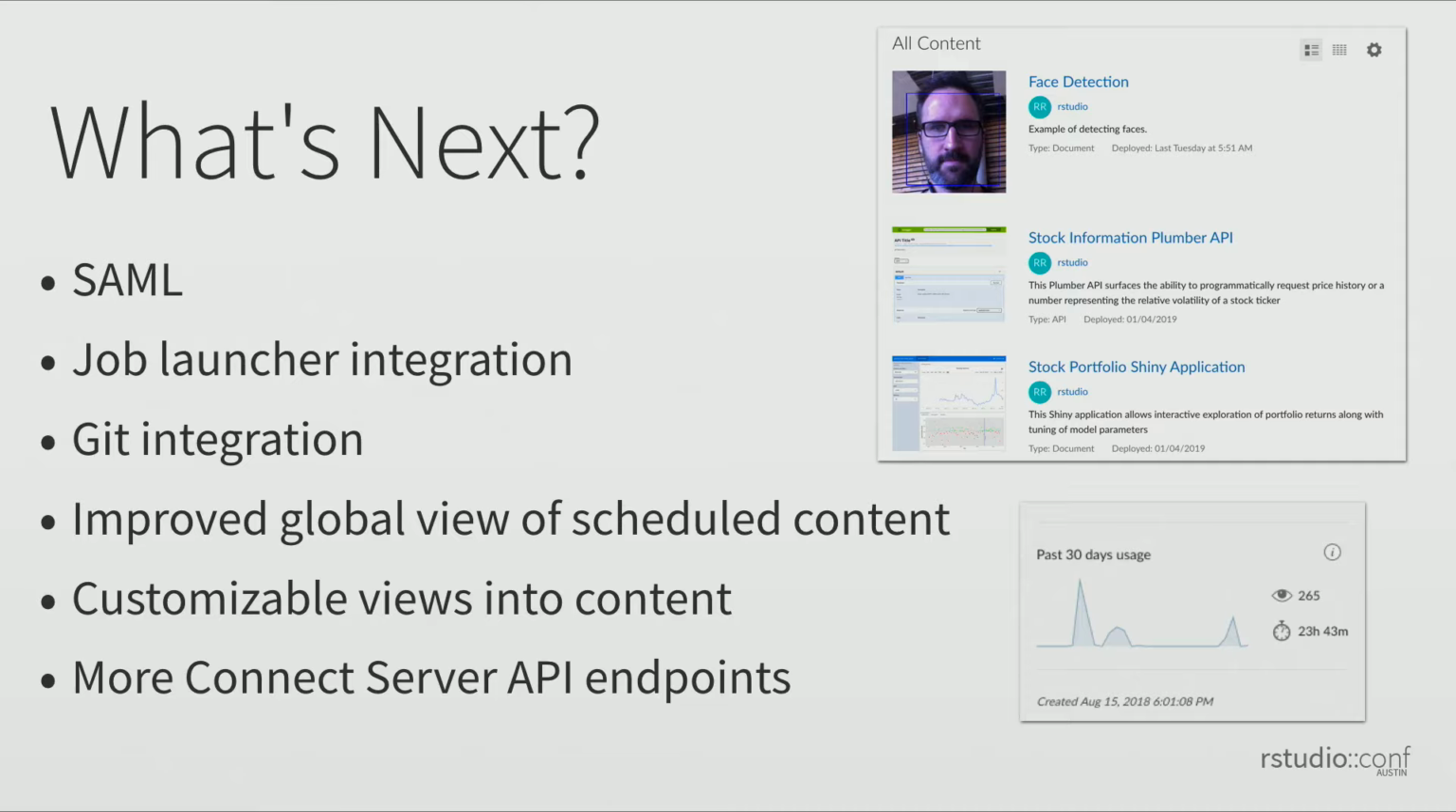We're also working on formal Git integration, so being able to use Git as a first-class citizen within Konnekt, so that you point at a GitHub repository, we'll monitor that repository for changes, pull down any changes that come in, and automatically deploy it. You also get an improved view of scheduled content, so you can see what processes are scheduled to run when and who's scheduled what kind of work to run.